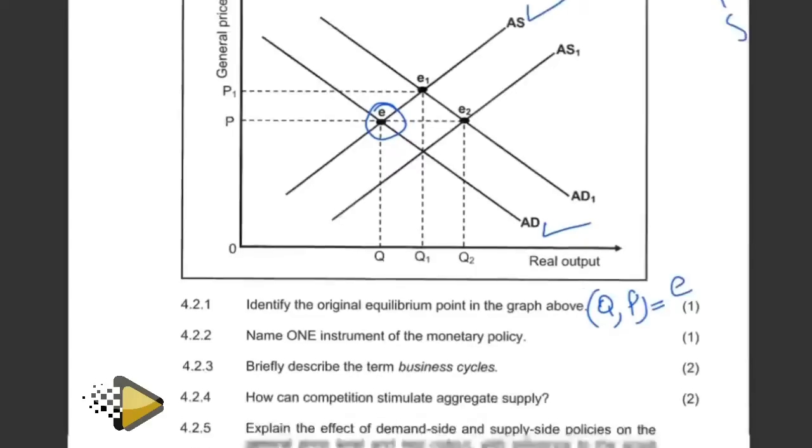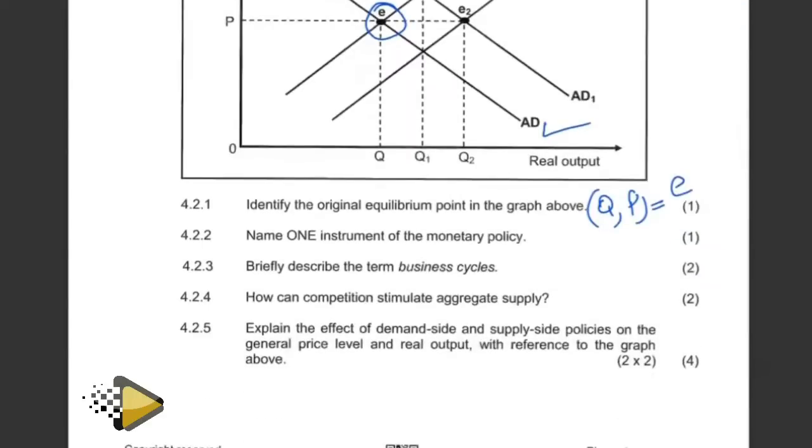So now let's move on, grade 12. We move on to 4.2.2. Name one instrument of the monetary policy. One of the instruments of the monetary policy, we have the interest rate, as well as the money supply.